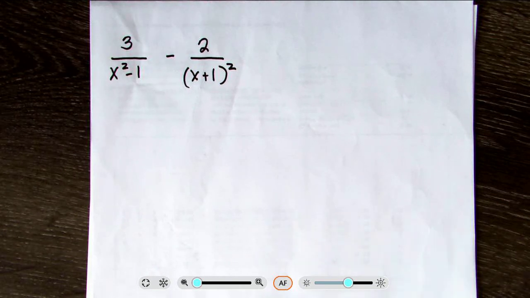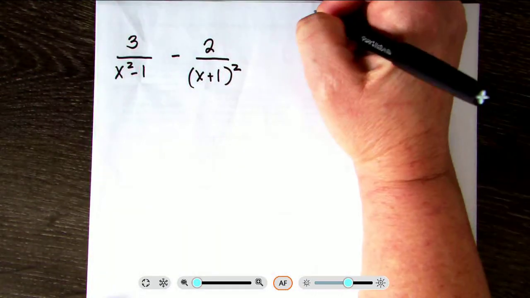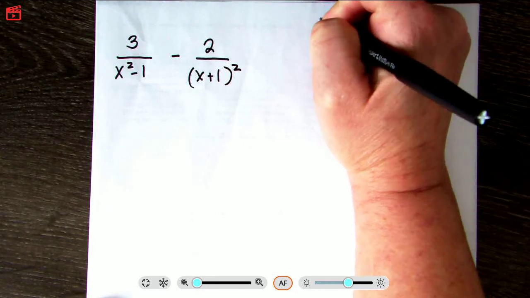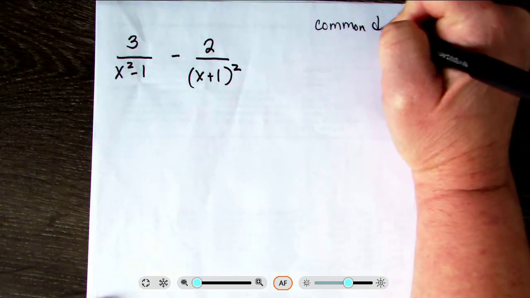Here is a subtraction problem. Now with fractions, when we are subtracting or adding, we have to remember that we need common denominators.